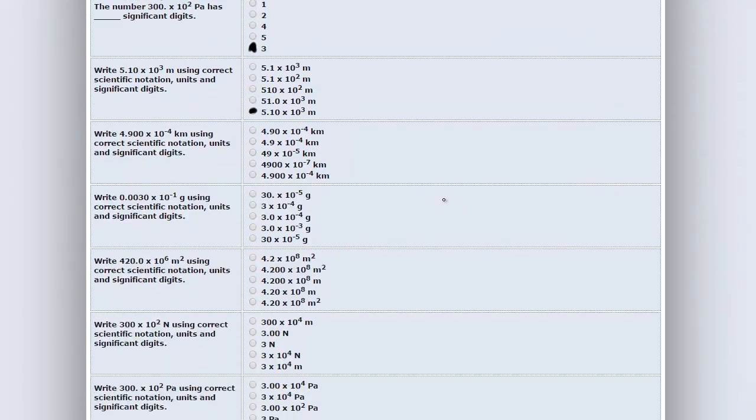So we have 4.900 times 10 to the negative 4 kilometers. And we want to write this in scientific notation. And yes, this is already written in correct scientific notation, and we have 1, 2, 3, 4 significant digits. So 4.900 times 10 to the negative 4, that's the correct one with units of kilometers. Good.